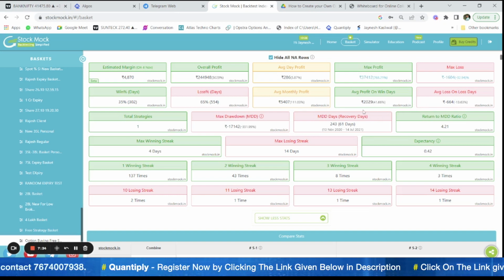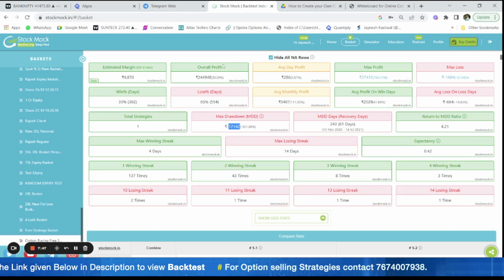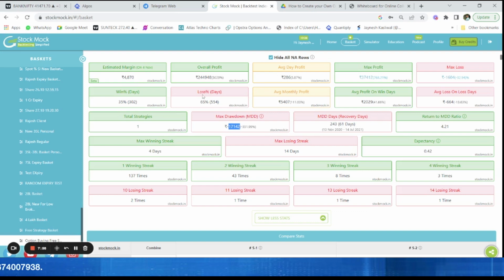We can also see some other stats where the max drawdown is 17,000 rupees and the expectancy is 0.42. The capital that you have to deploy is not 4,000 rupees, but we generally include 2x of max drawdown and add the margin required. So we are going to trade this system with around 40,000 capital. 2x of max drawdown is around 34,000 and we include this 5,000, so approximately 40,000 is the total capital deployed on this system.